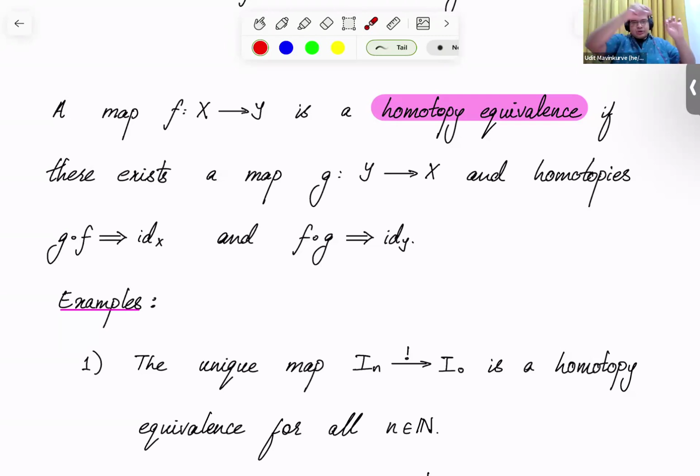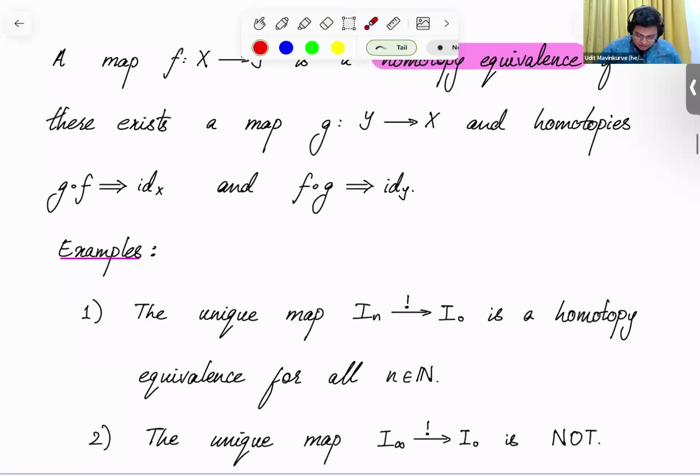The next step, you go 0 to N minus 2, and then repeat N minus 2, and then you keep doing that until you get to all zeros. So you can shrink IN into I0, or just the constant map at 0 in a finite number of steps. So that's why it's contractible.